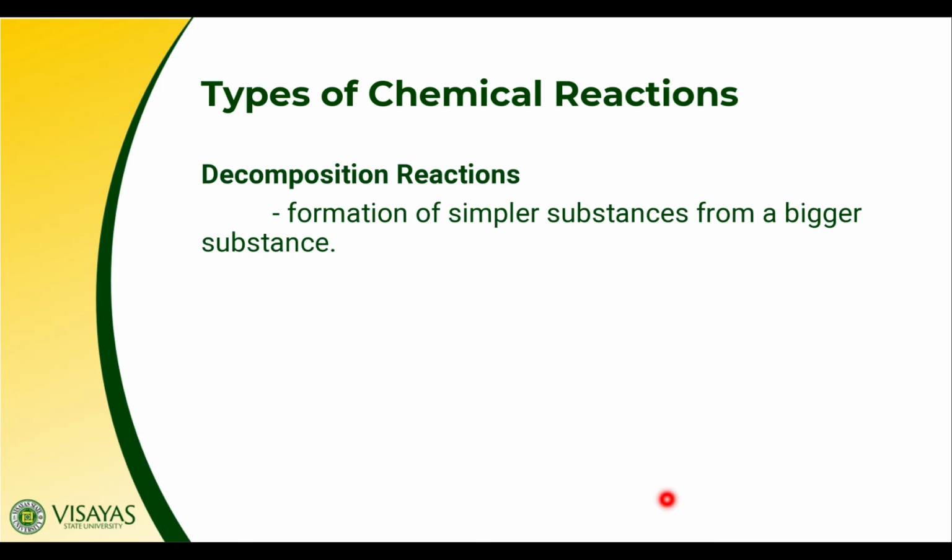Here, simpler substances are formed from a bigger substance. So in general, a decomposition reaction has this equation. We have an AB. This is the bigger substance. On the product side, now we have the simpler substances. We have 2 or more substances formed from a single substance, or a bigger substance.